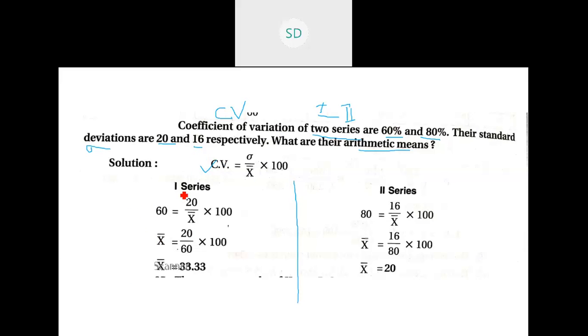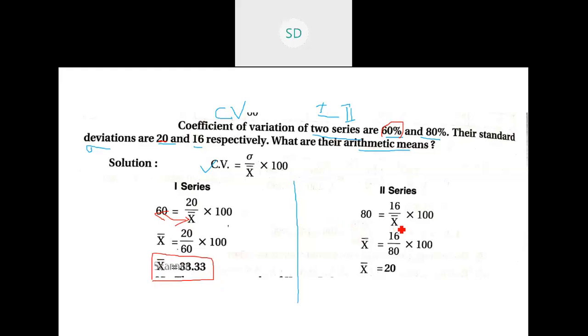Now let us see for series 1. I know what CV is, 60%, so I take 60. Standard deviation is 20, I consider 20, divided by, I do not know the arithmetic mean, so I keep x bar as it is into 100. Next step, the same method: I interchange the places. So x bar is equal to 20 by 60 into 100, and I find the arithmetic mean of series 1 to be 33.33.